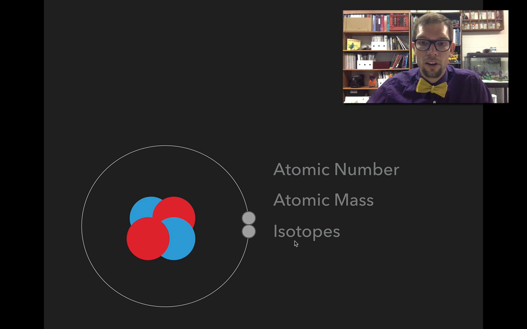Now you may have heard the term isotopes described before. Isotopes are elements that have the same atomic number, so it's going to be the same element, but it's going to have a different atomic mass. If it has the same atomic number, that means it has to have the same number of protons. But if it has a different atomic mass, that means that the neutrons must be varying in these structures.